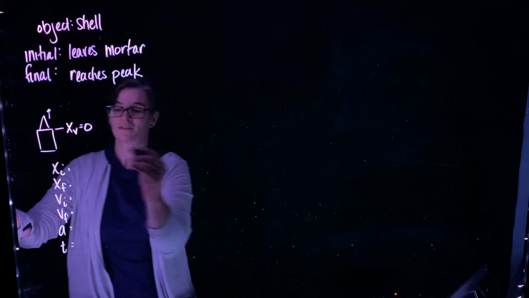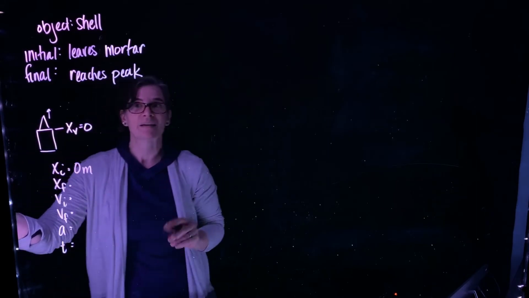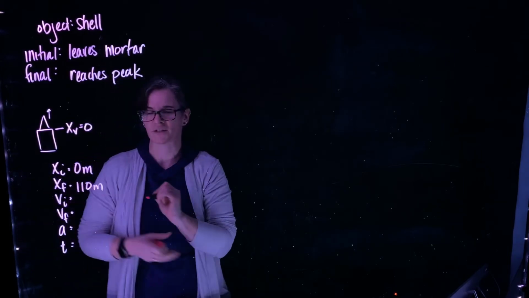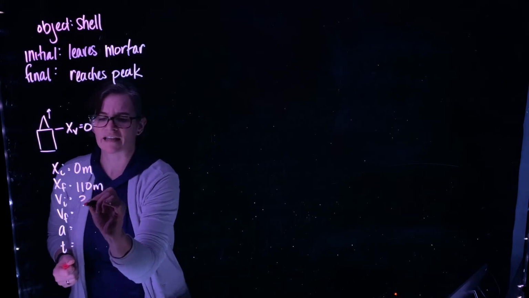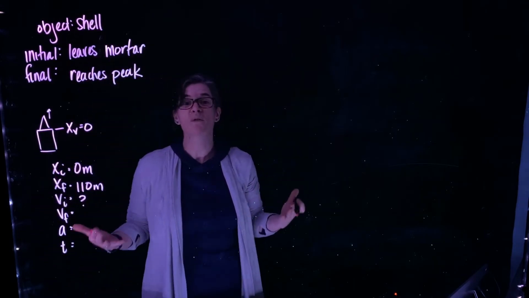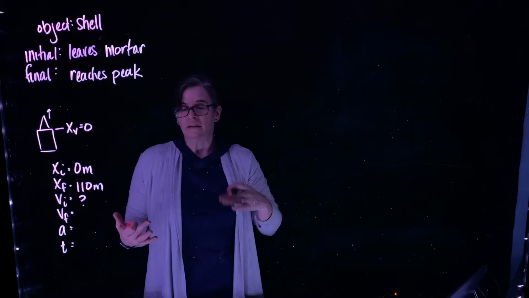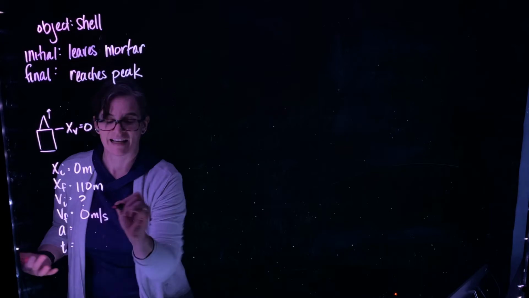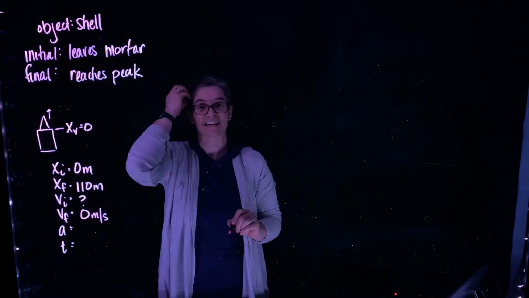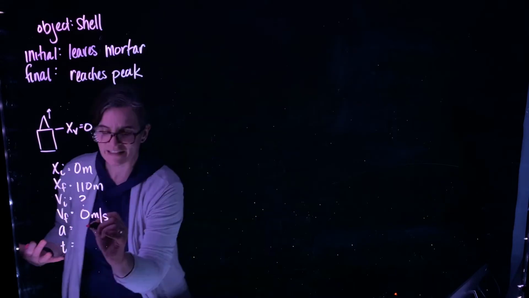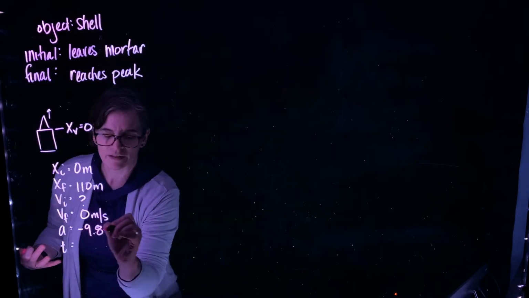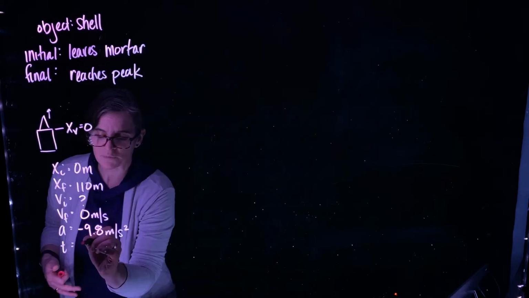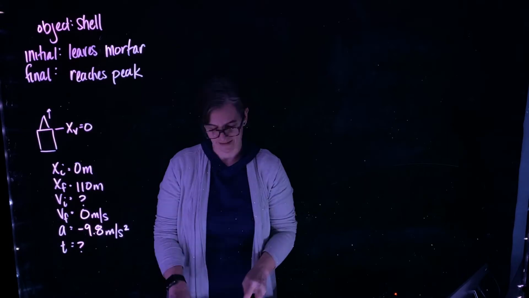So my initial position, well, I've defined that location as 0. I'm told when it reaches the peak, it goes to 110 meters, so I know my final position. I don't know my initial velocity. That's the velocity that it leaves the mortar. I know it's moving, but I don't know how fast. The velocity at the peak, well, it reaches 0 velocity at the peak as it changes direction and comes back down. As it's traveling through the air, it's in a state of free fall, so we know the acceleration is 9.8 meters per second squared. We're not given any information about how long that process takes.